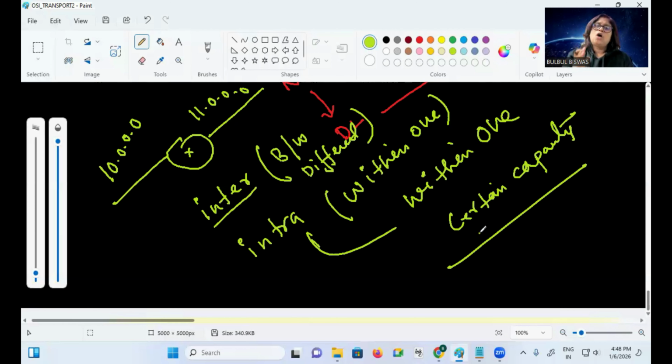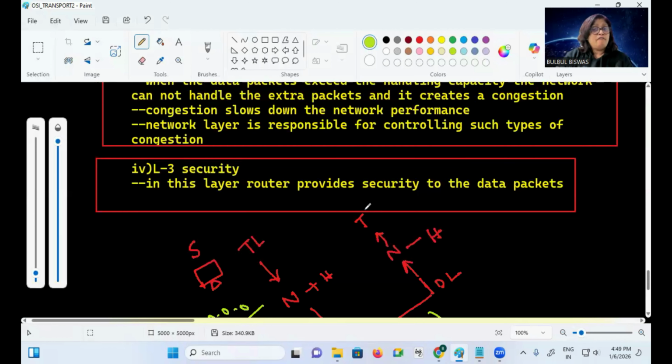Am I clear? And the last function is security. How could I explain this security? Because in this layer 3, we can configure a router as a firewall. Our router can work as a firewall. Is it clear? Remember, firewall is a security concept. It's a security measure which protects our network from unauthorized access.